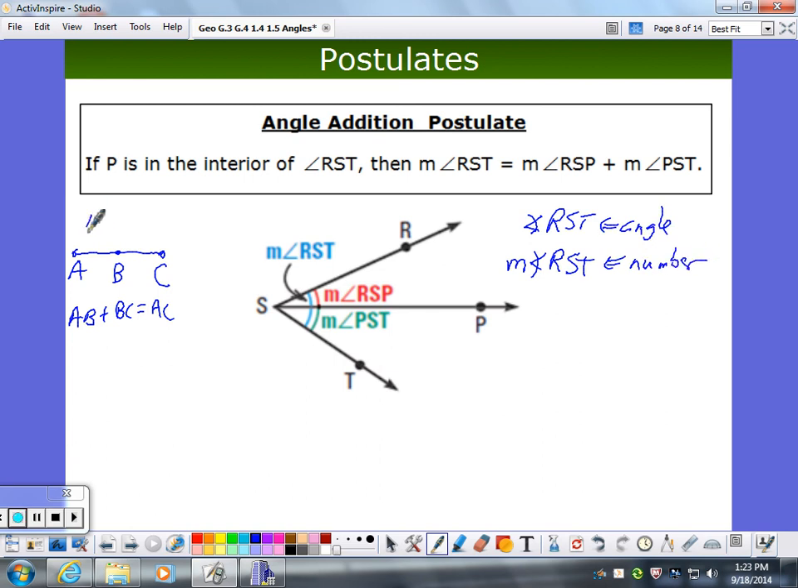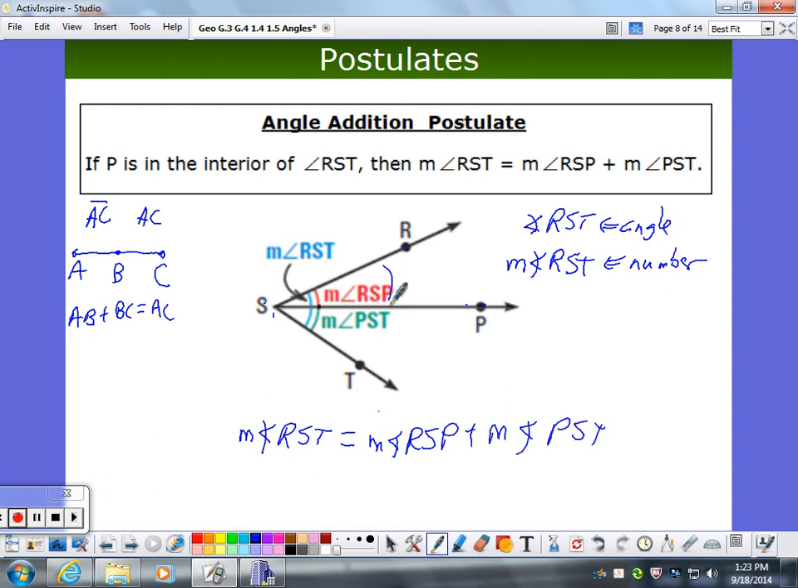It's a lot like segments: I've got segment AC, and if I don't put the little bar on top, I have the length of AC. So this is the physical angle, and this is its measure. So here's angle RST. The measure of that angle RST is the sum of the two angles inside it, or three, or however many you have. The measure of angle RST is the measure of angle RSP plus the measure of angle PST.